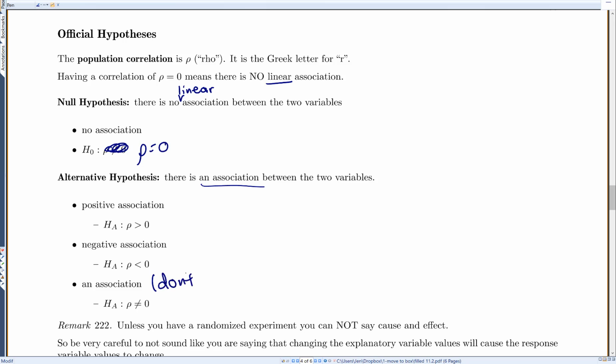This is what we do when we don't know if it should be positive or negative. If you don't have a previous hypothesis that it should be positive or negative, you just say there's an association and you look in both directions, checking for positive correlation and negative correlation.